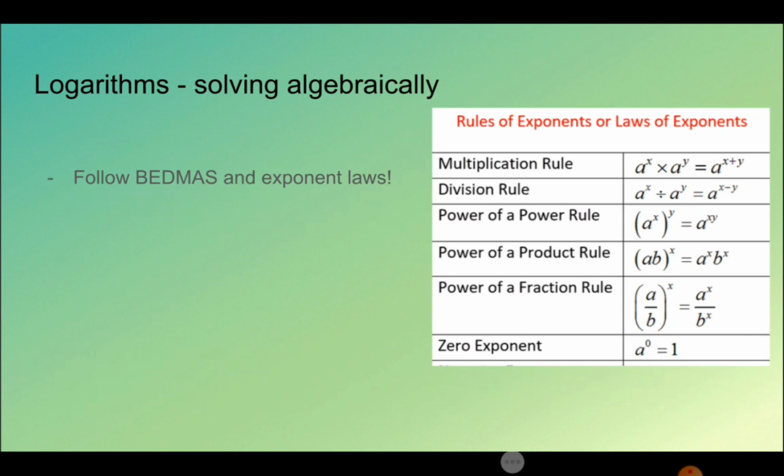Okay, and then we're going to do a lot of examples of these logarithms. We're going to start simple and go on to harder ones, but basically we have to follow BEDMAS and exponent laws, and all the way back to grade 9 to grade 11, these are the exponent root laws. You should just review them.